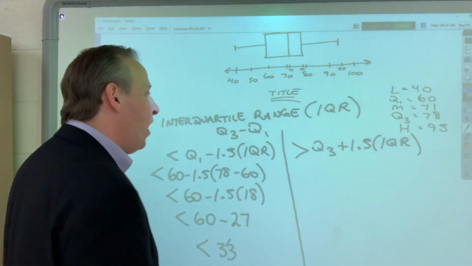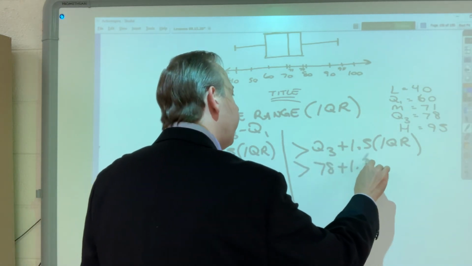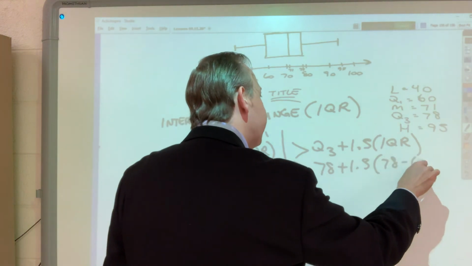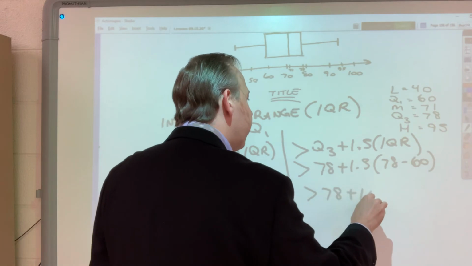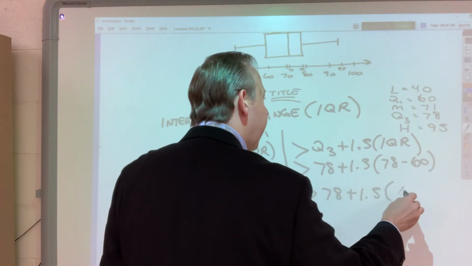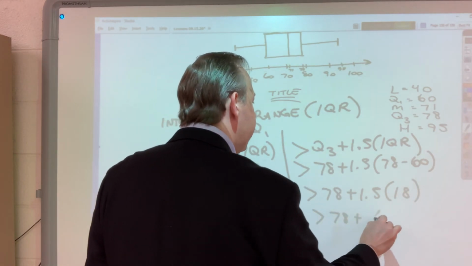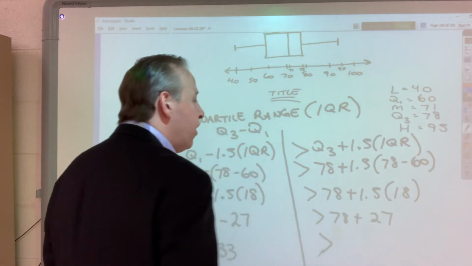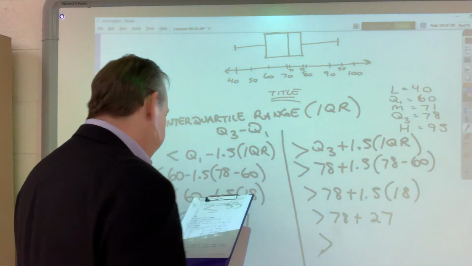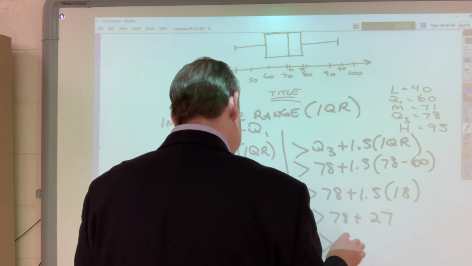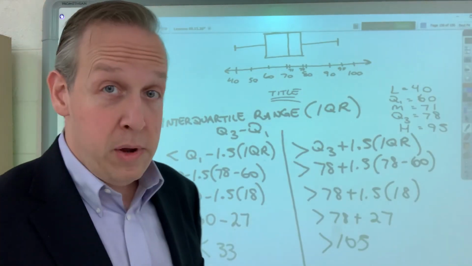Do the same thing in the high end. Greater than 78 plus 1.5 times 78 minus 60. It's going to be the same values over here that we're working with. So 78 plus 1.5 times, that's it, yep, that's right, 18, and 78 plus 27. So what's 78 plus 27? It's 105. Do we have anything above 105? My largest value is 95, so the answer is no.